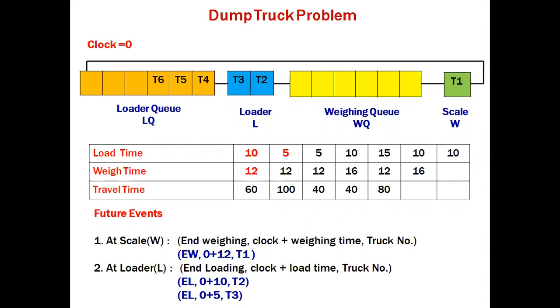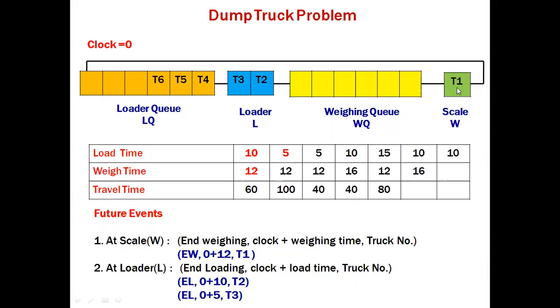So we will have to calculate at clock 0. Initially, we will always start with clock 0. So at clock 0, how many trucks are on the loader and on the scale? According to the question, at clock 0, on the loader there are 2 trucks, and on the scale there is 1 truck. So let us have 1 truck on the scale, and we will denote it as W here.